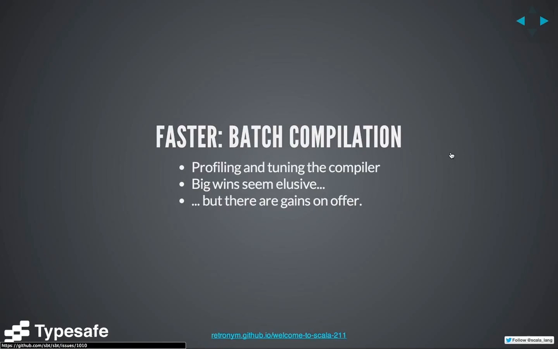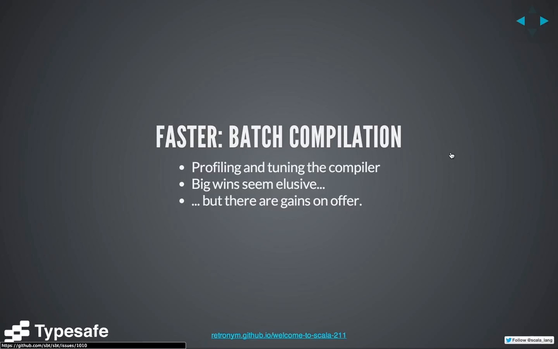So the final prong of compilation, improving the speed of batch compilation, is some old-fashioned profiling and tuning of the compiler itself. Now, this is a difficult task, largely because the compiler's been around for a while and there's been plenty of people who are interested in making it faster. So the big wins seem elusive. It's not that this is a piece of code which has not been optimized before, so one can't simply go in and expect to find 25–30% inefficiencies which can be erased in a simple manner.